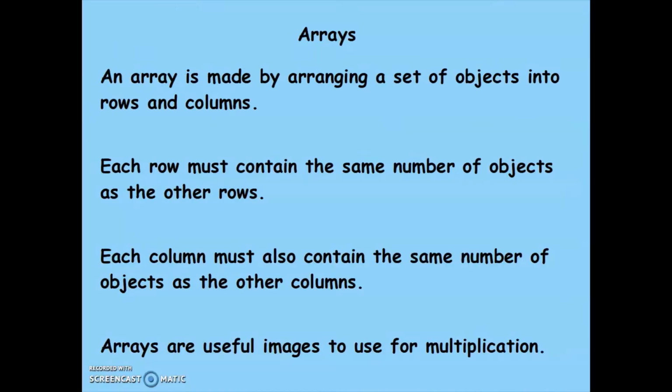Our learning for today is on arrays. An array is made up by arranging a set of objects into rows and columns. It's really important that each row must contain the same number of objects as the other rows, and each column must also contain the same number of objects as other columns. You've used arrays before in Year 2. They're really useful for multiplication.